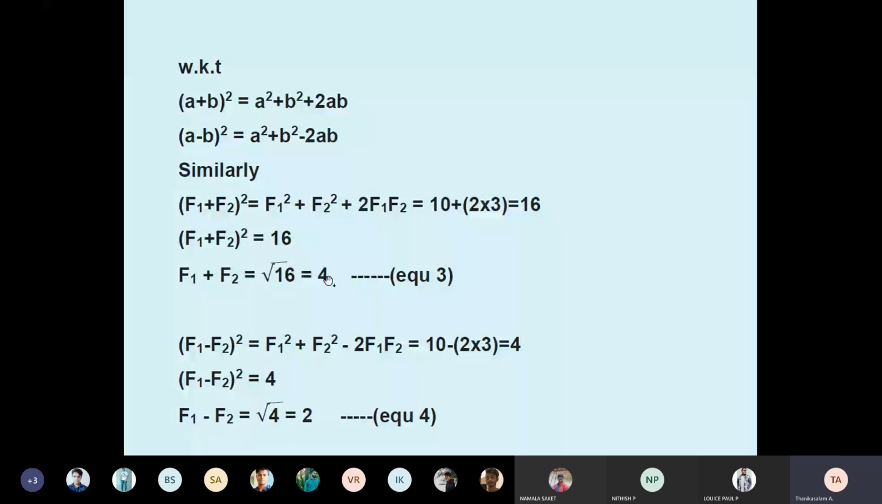Take the square root. Therefore f1 plus f2 equal to square root of 16. What is the square root of 16? 4. This is equation 3.